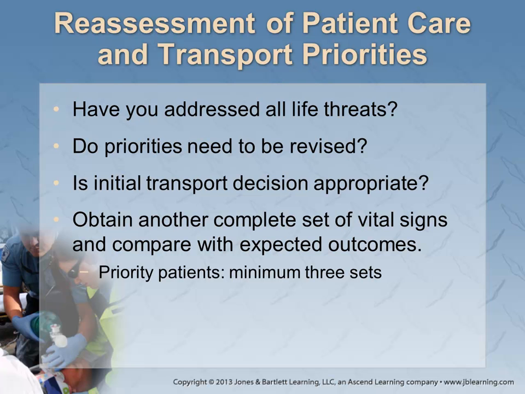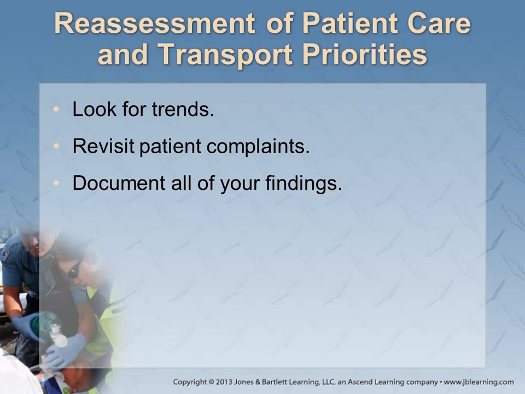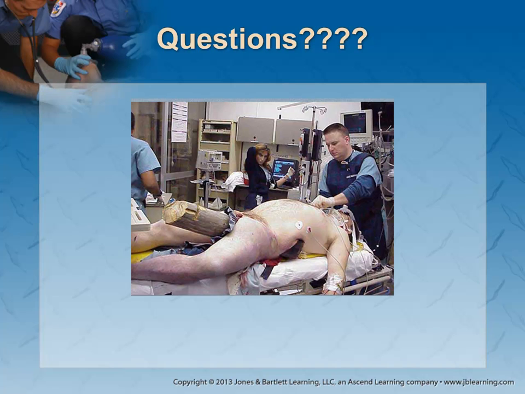Obtain another complete set of vital signs to compare with your expected outcomes. With your priority patients, most of the time your transport time is not going to be less than 5 minutes, so you should at least have enough time to get 2 sets of vital signs. You'd like to try to at least get 3. Look for trends in your patient assessment. Revisit any complaints they might have. Of course, always document all of your findings.